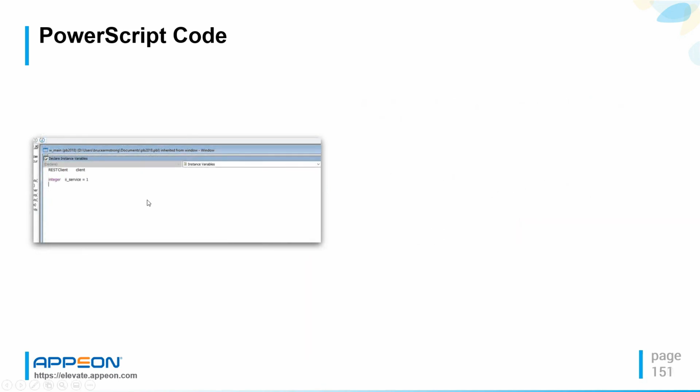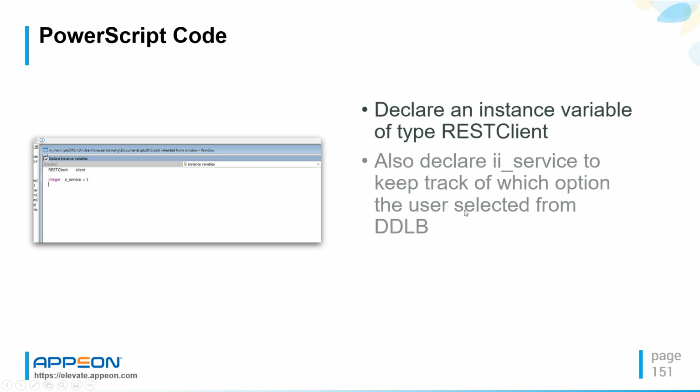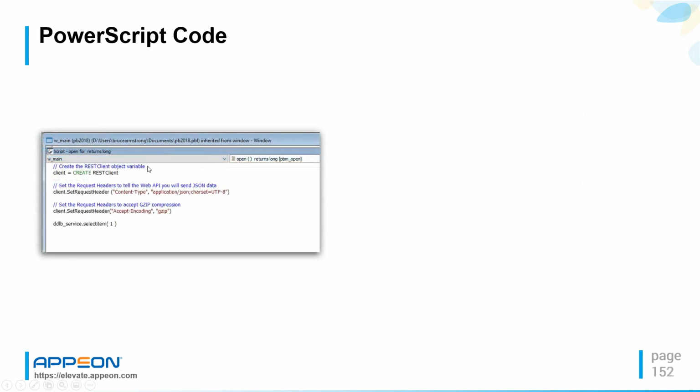These are instance variables on the window. I just have my REST client as an instance variable, so that way I don't have to recreate it every time. I also have an instance variable that keeps track of which service was selected in the drop-down list box.